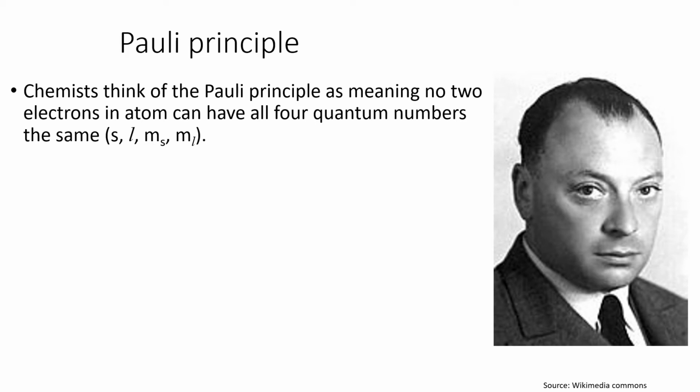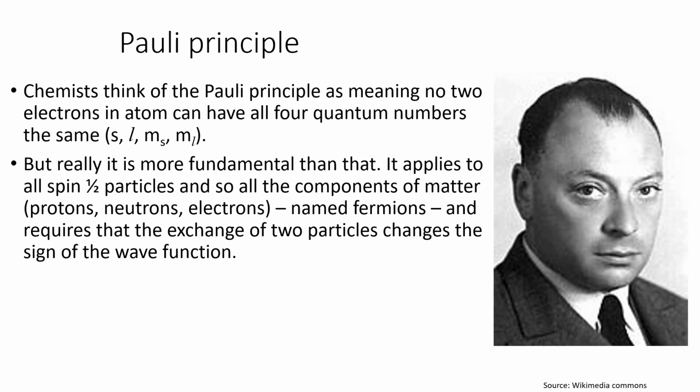But the point I want to make now is that in a way the Pauli principle is much more general than this, much more broad than this. It doesn't even just apply to electrons, it actually applies to all spin half particles. All components of matter, protons, neutrons and electrons, are spin half particles, and they're called fermions. So this is something that's applicable to all fermions. And at a fundamental level, it's to do with the coupled wave function. That is, if you exchange two particles, the coupled wave function has to change sign.